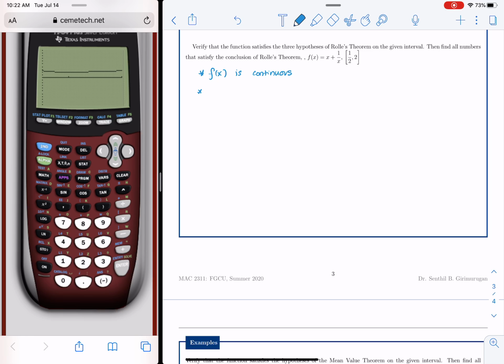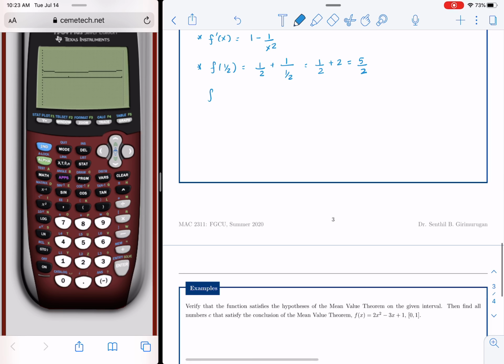Now, the next thing is to find the derivative, which is 1 minus 1 over x squared. Then we have to find f of 1/2, which is 1/2 plus 1 over 1/2. It's 1/2 plus 2. You get 5 over 2. And f of 2 would be 2 plus 1 over 2, which is still 5 over 2. So f of 1/2 is equal to f of 2.